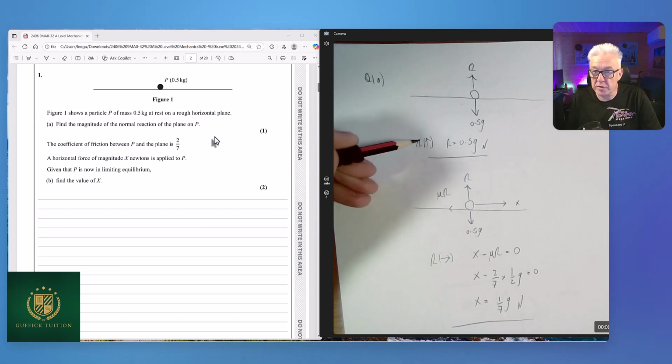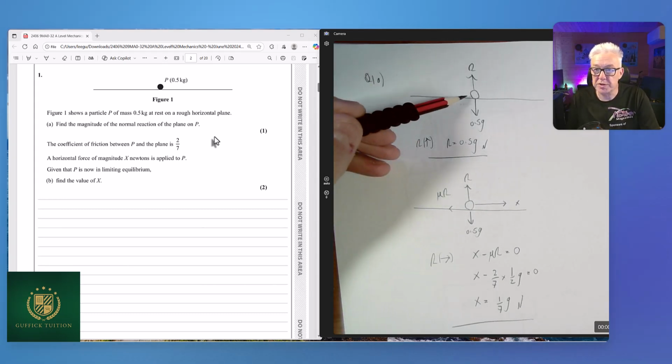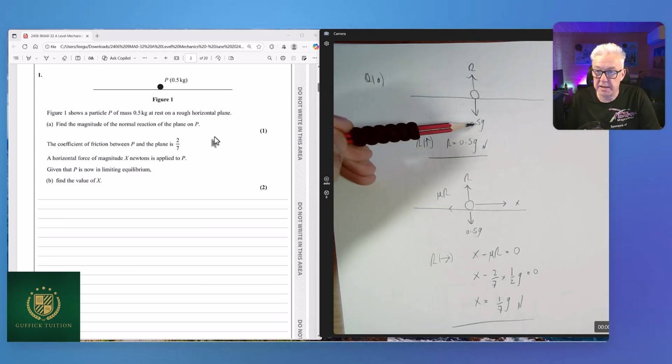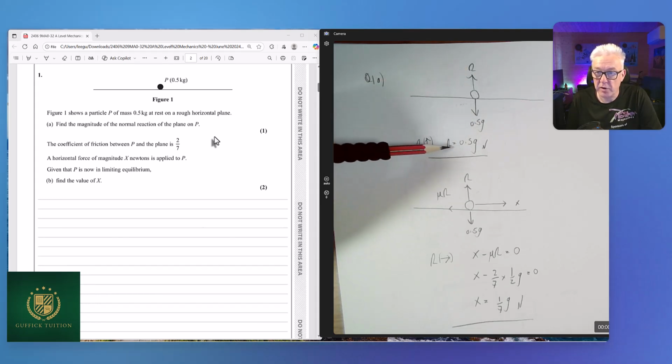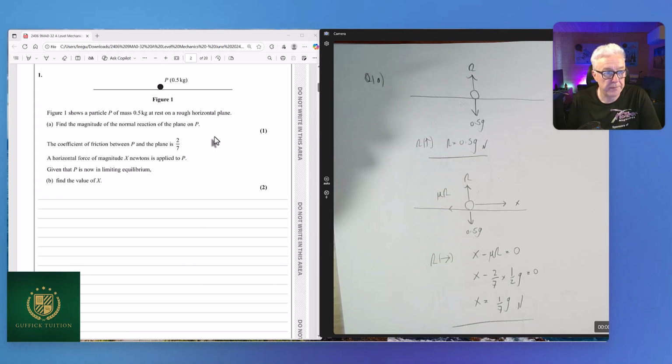So we just need to resolve vertically. There's only two forces in play. We've got the weight acting down, which is going to be the mass times gravity, so 0.5 times g, and we've got the normal reaction R. So therefore R equals 0.5 g newtons, and that's part A done for 1 mark.